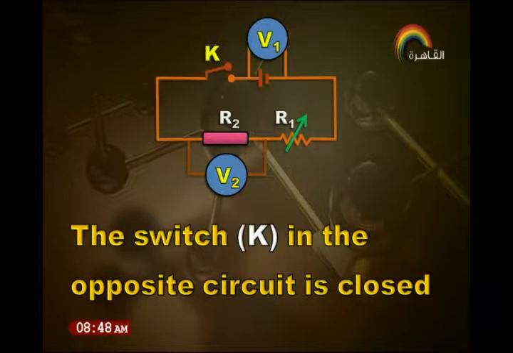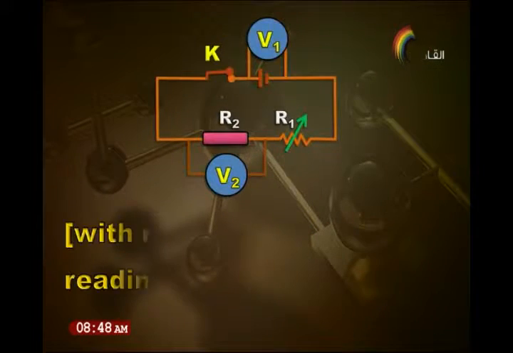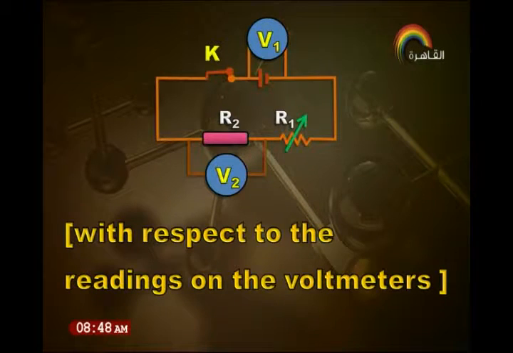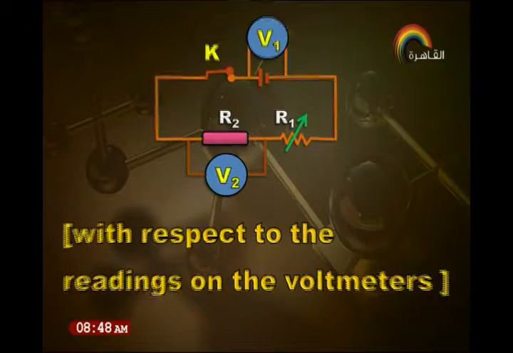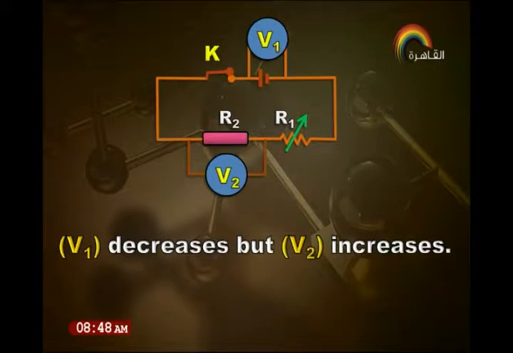And since current will flow, V2 will increase. V1 decreases, but V2 increases. Okay, we want you, of course, to say what will happen to the readings of the 2 voltmeters. So, V1 decreases, but V2 increases.